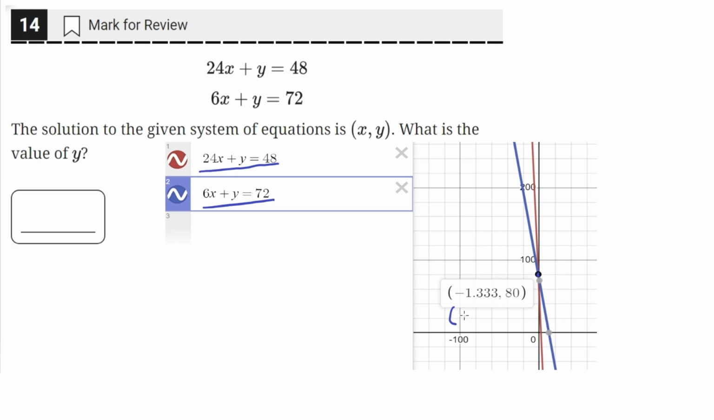So we have negative 1.333 repeating. So that's the x value. And then the y value is the second coordinate, the 80. So the question asks us for the y value. So that's going to be the second coordinate. And in this case, 80 is the second coordinate. So the y value that is the solution for the system of equations is 80.